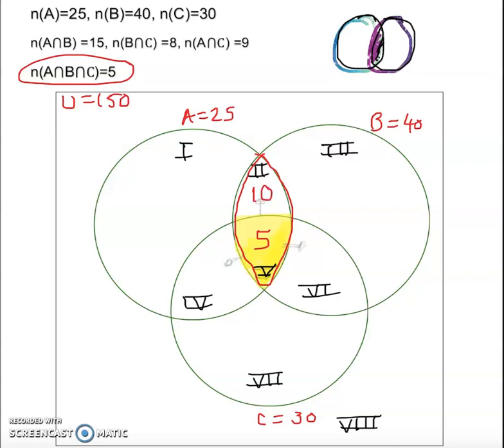We do the same way. Now we do the same thing. This is A intersect C. Or I can do B intersect C. What is the B intersect C? B intersect C is B and C, which is 8. Well, 5 plus 3 is 8.